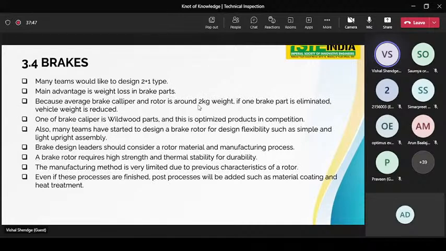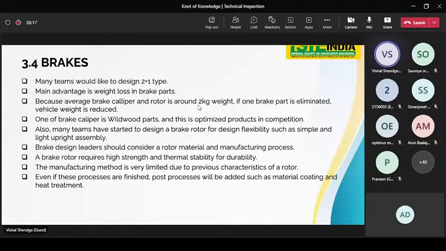2+1 type design. The main advantage of this design is weight loss in brake parts, that is your rotor and caliper. Around 2 kg of weight you can eliminate, thereby reducing the weight of the car. One brake caliper is at the wheel part, and this is an optimized product in competition.